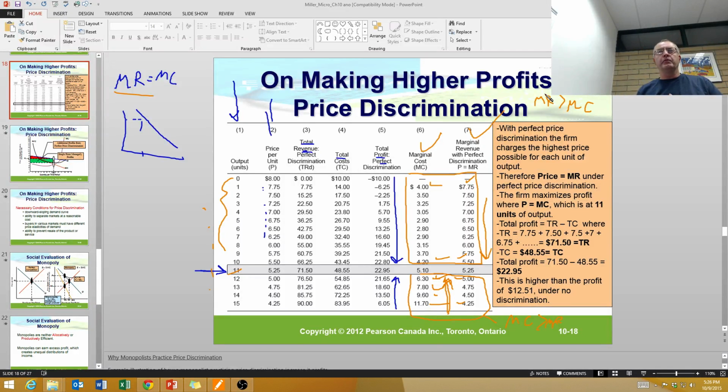Okay, and then I wanted to point something out here. When the monopolist uses price discrimination, the demand curve becomes the marginal revenue curve. This equals marginal revenue with so-called perfect price discrimination. We're not going to talk about different types of discrimination, but okay, let's just move on.